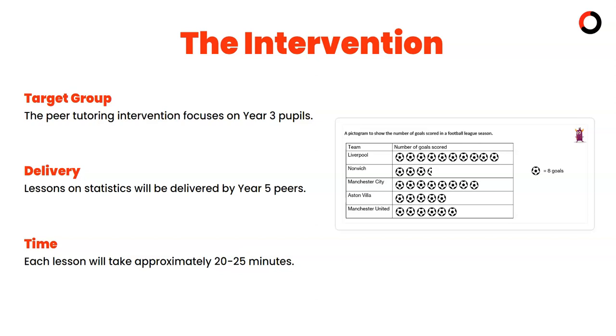The intervention. So the peer tutoring program focuses on Year 3 pupils. The lessons are set up and these are designed around the statistics topic, and these are delivered by your Year 5 peer tutors. And each lesson takes approximately 20 to 25 minutes for the peer tutors to complete.